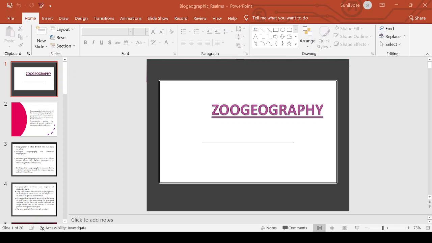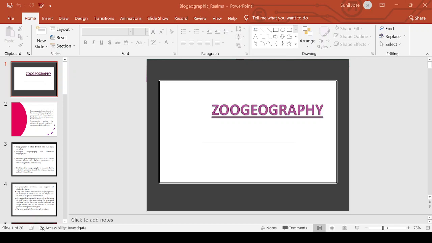And the third region is the neotropical region. Here you can see that this is the neotropical region. So the neotropical region basically includes South America and Central America. This area is known as Central America. So that is the neotropical.